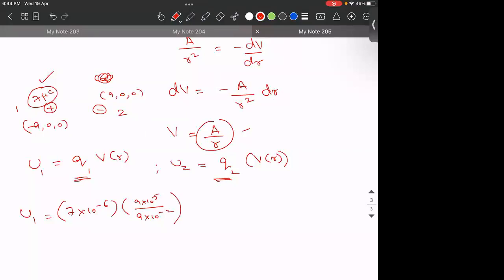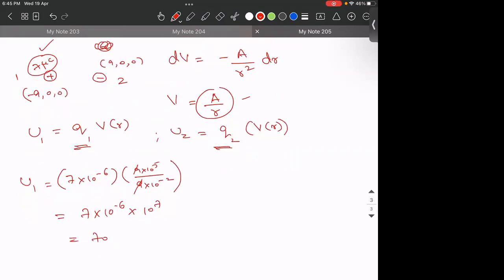Centimeter. So 9 and 9 are gone. So what is that you're left out with? 7 into 10 power minus 6 into 10 power 7. So it is going to be 70. What about the potential energy of the second? Minus 2 multiplied with A by R. So 9 into 10 power 5, minus 2 into 10 power minus 6 into 9 into 10 power 5 divided by 9 into 10 power minus 2, right? How much will you get? 9 and 9 will get cancelled. You will get minus 20 here. You will get minus 20 because here I got 70, here I'll get 20.